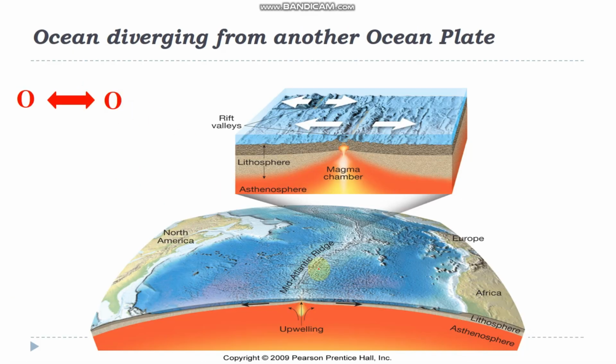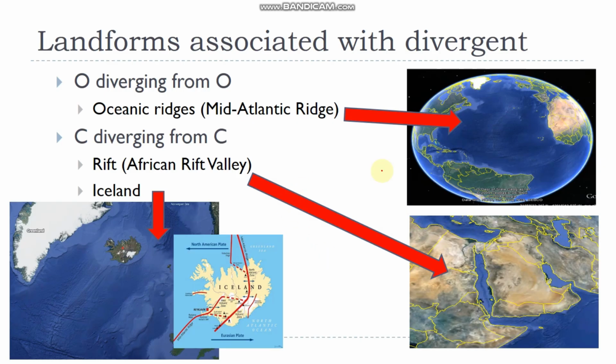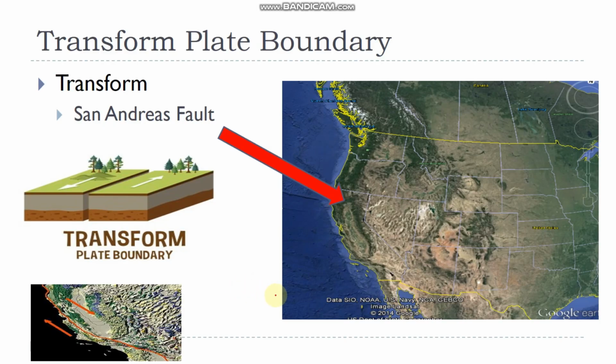When two ocean plates diverge, again, the middle gets very thin, like a piece of gum as you pull it apart, and that allows the hot magma to rise up, and it breaks through, and then it immediately hardens and forms new rock, like we talked about with seafloor spreading and how that was used to prove that the plates move. A real life example of an O diverging from an O would be the Mid-Atlantic Ridge. A real life example of a C diverging from a C would be the Great African Rift Valley, or also Iceland.